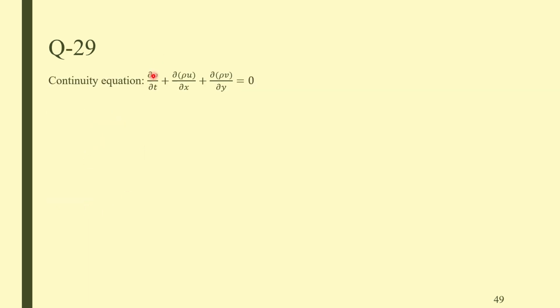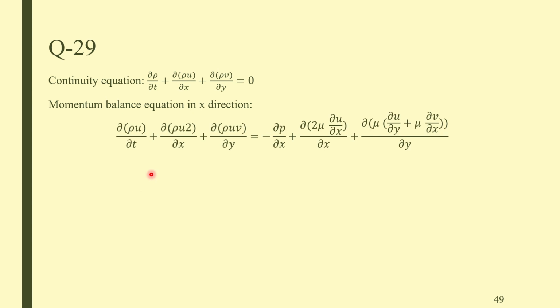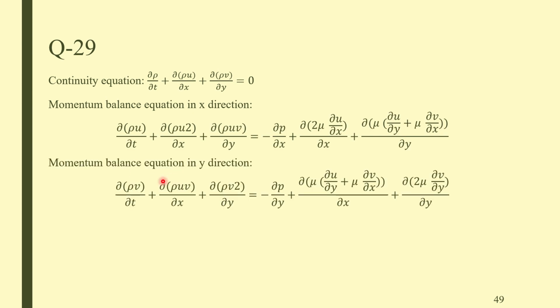Continuity equation, we would be having it as ∂ρ/∂t plus ∂(ρu)/∂x plus ∂/∂y of ρv. Because it is a compressible equation, we cannot take the density constant and remove it out. And the momentum balance equation in the x direction is given by this. And the momentum balance equation in the y direction is given by this. From these three equations, we would be solving for ρ, ρu and ρv.